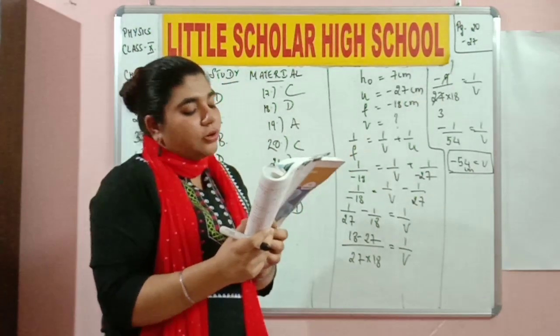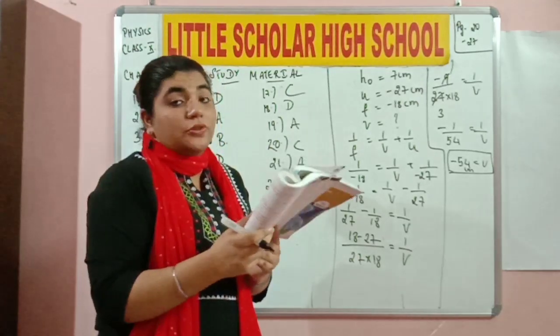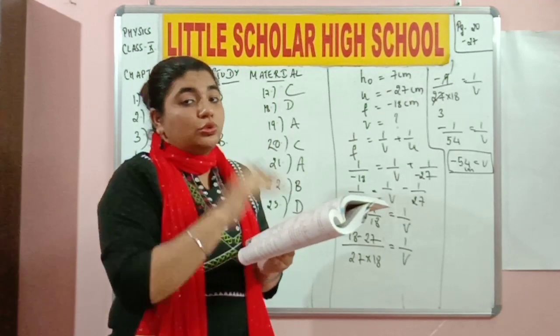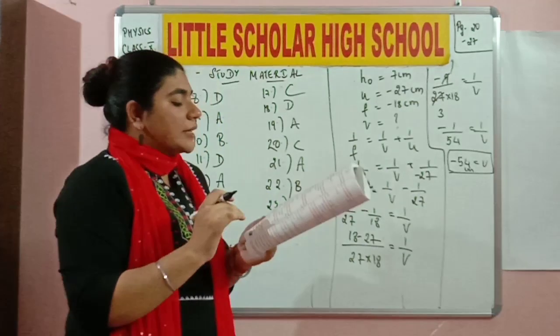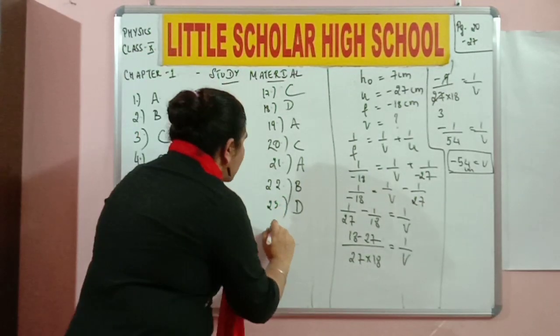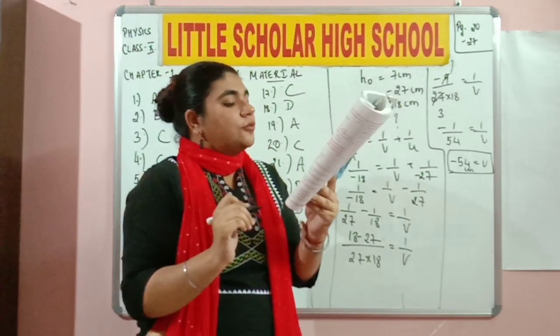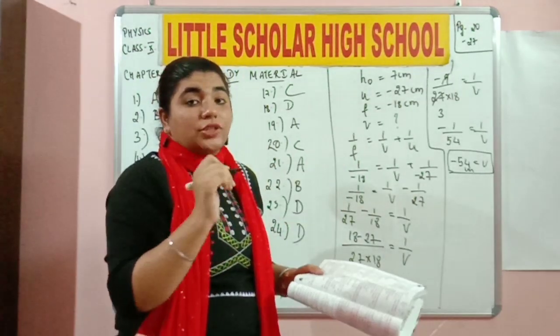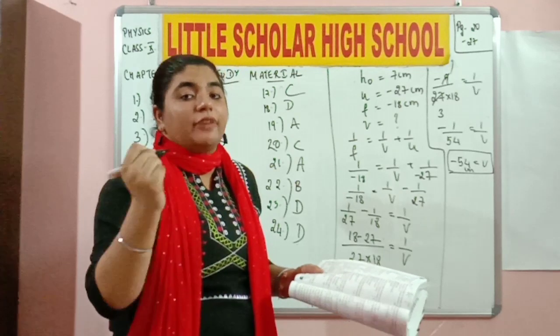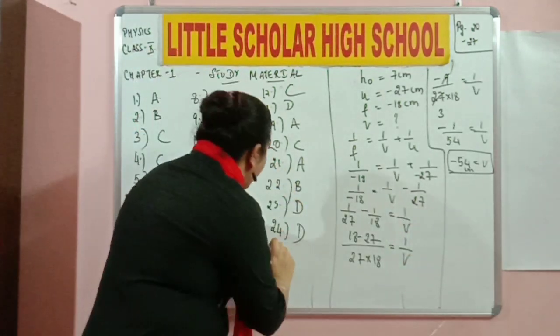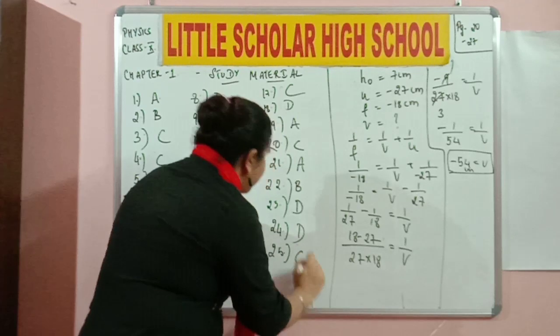So which of the following mirror is used by Archimedes to burn the ships? You should be knowing this. I also drew the diagram for you on the board while I was explaining you. So 24th is option D. 25th one. Which of the following is the formula of magnification? hi by ho is equal to minus v by u. So which option, class? 25th one is option C.